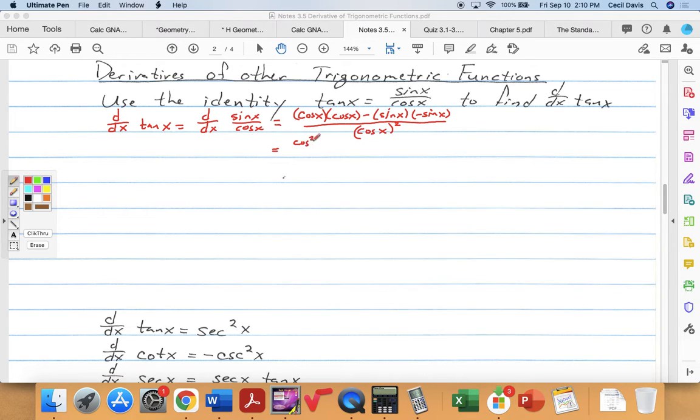Well, that's going to be cosine squared x plus sine squared x. Hey, look at that. Over cosine squared x. So that's 1 over cosine squared x. And what is 1 over cosine? Secant. So the derivative of tangent is secant squared.